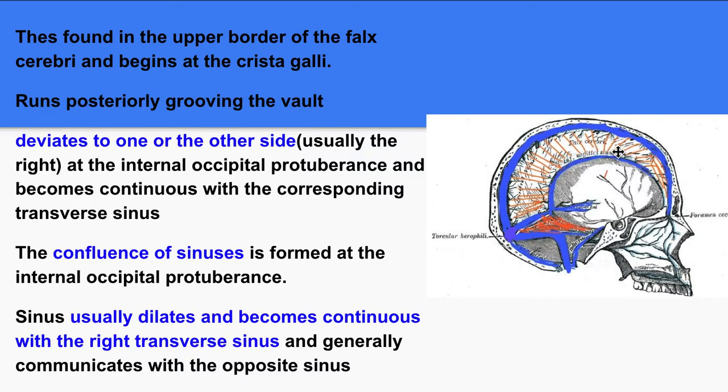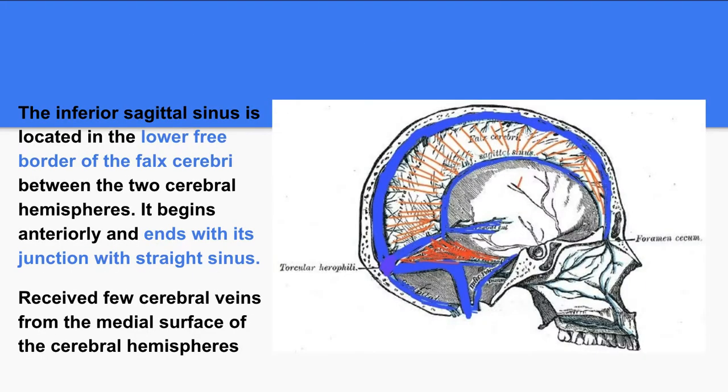Coming to the inferior sagittal sinus. Okay, so the inferior sagittal sinus is located in the lower free border of the falx cerebri, between the two cerebral hemispheres. It begins anteriorly and ends with its junction with the straight sinus. And along its course, it receives a few cerebral veins from the medial surface of the cerebral hemispheres. Okay, so along the lower border of the falx cerebri, we have the inferior sagittal sinus, which continues as the straight sinus.